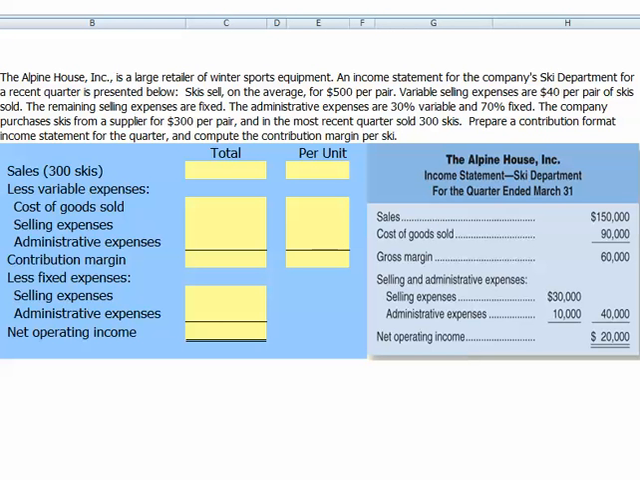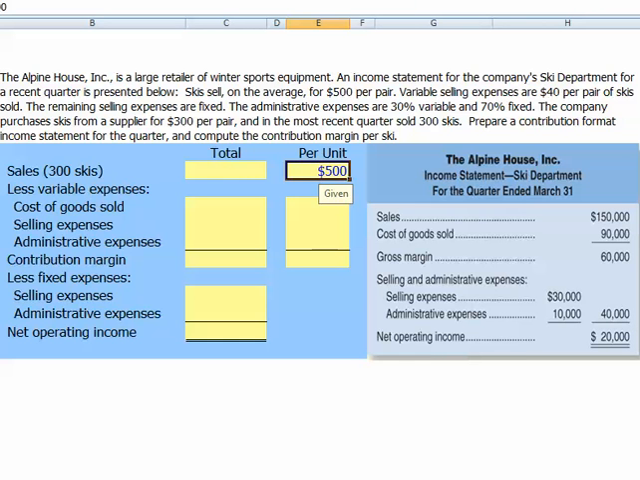Let's take a look at a quick example for the Alpine House, Inc. It's a large retailer of winter sports equipment. We're given an income statement under the traditional format for the Alpine House, Inc. We've got sales minus cost of goods sold gives us a gross margin. Then we subtract our operating expenses, finally to arrive at our net operating income.